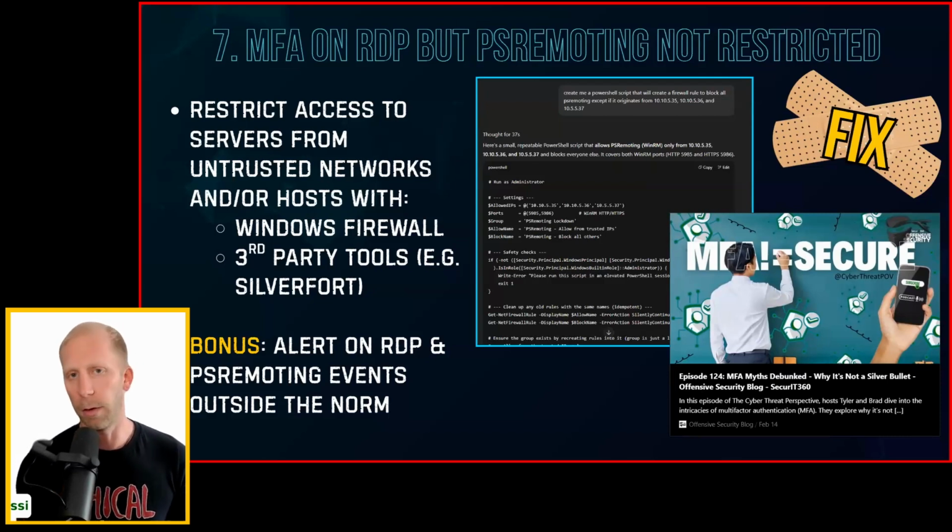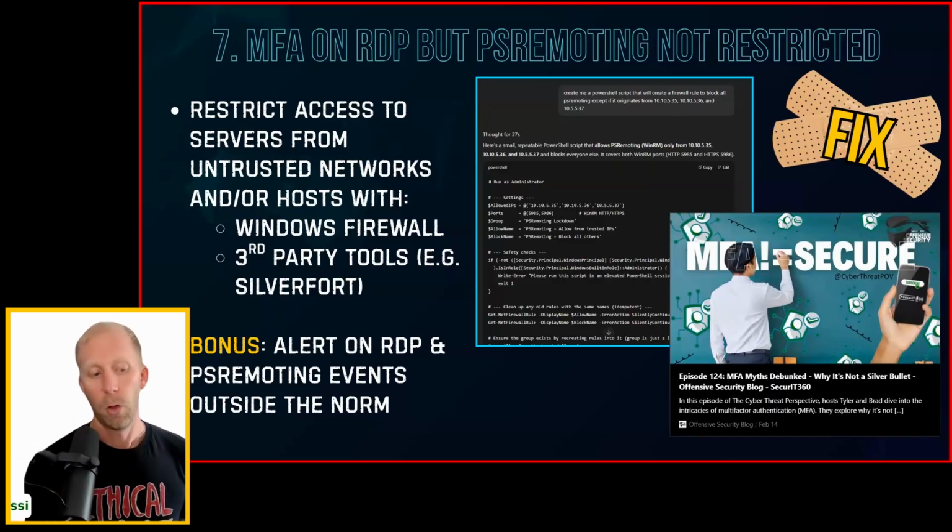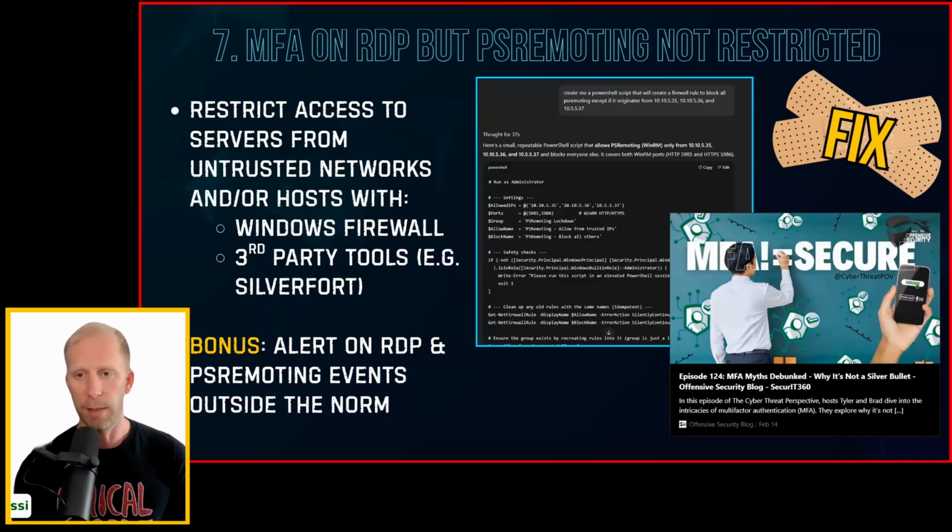And then, of course, alert on RDP, alert on PS remoting outside of the norm. And the way you figure out the norm is, what computers do they normally connect from? Anything outside of that is abnormal. And there's another podcast episode we did on MFA, if you're into podcasts, you can go check that out. This is a super good episode as well.